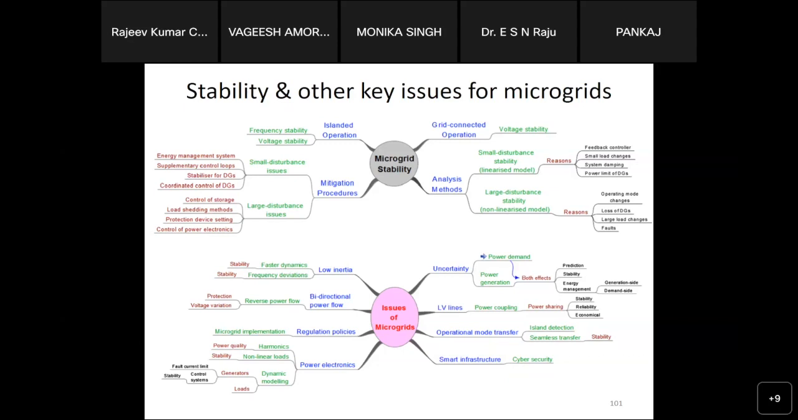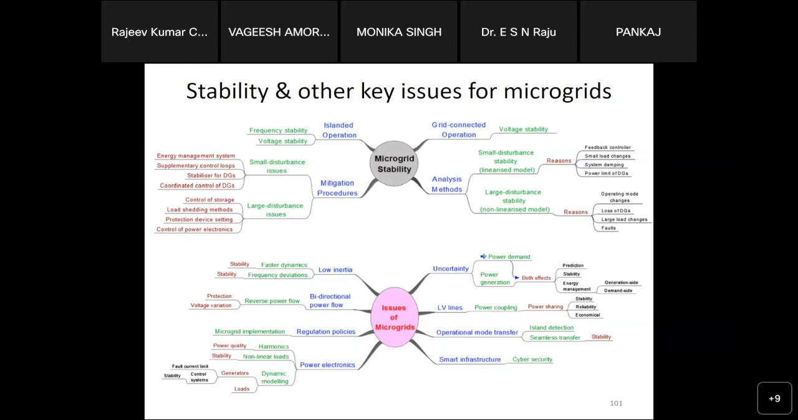When we look at the reasons for small signal disturbance, as I mentioned, in the inner loop control we have different feedback controllers, and those feedback controllers may cause small signal stability issues. Small load changes also create small signal stability issues, and we also have power limits when there is a sudden decrease in the power from the DGs. In that case also it creates small signal stability issues.